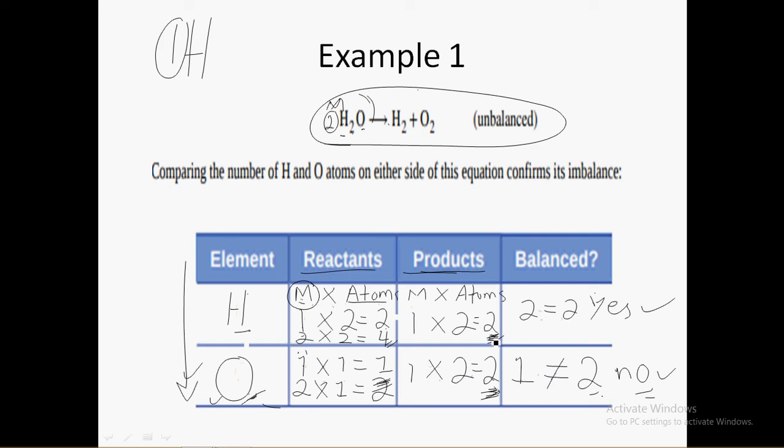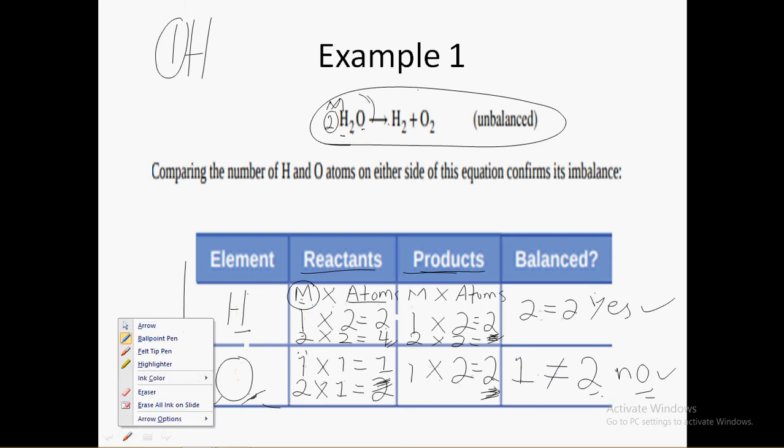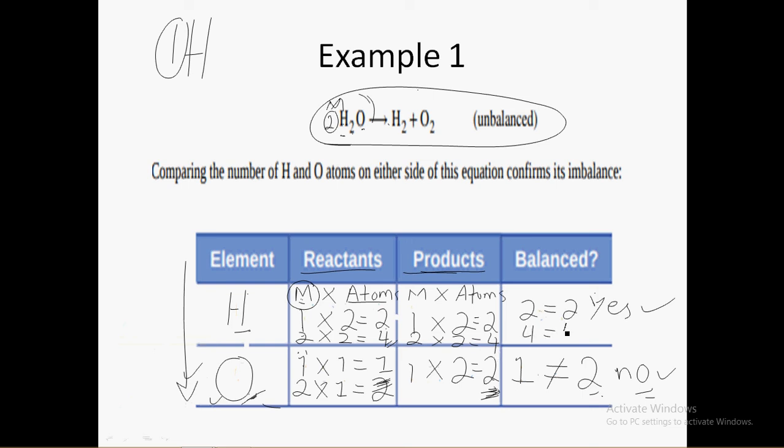So we have to add here another 2 times 2. We will get what? 4. We will get 4. Now let's erase here, clean. We will get here 4. So 4 is equal to 4. Yes, now. And here 2 is equal to 2. And oxygen is also balanced. So our chemical equation is balanced now.